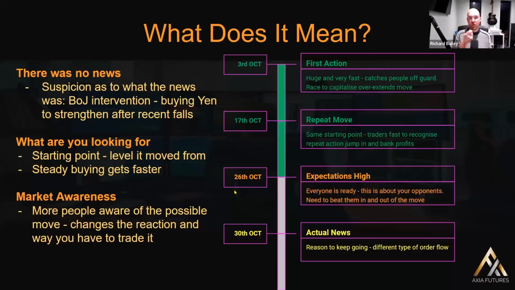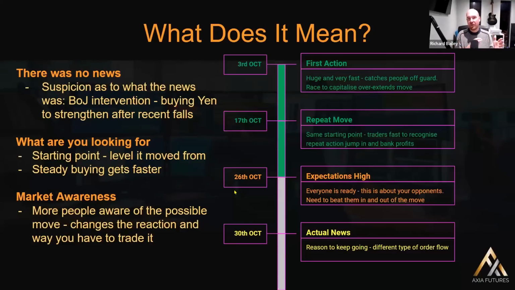Next up, and this is one we're going to go and have a look at in just a moment, is the one where the expectations are high. People have seen this happen twice. So people are very, very ready. If the yen starts to tick up, they're going to jump onto this. So this is what I mean by being able to adapt and being able to recognize the sequence.